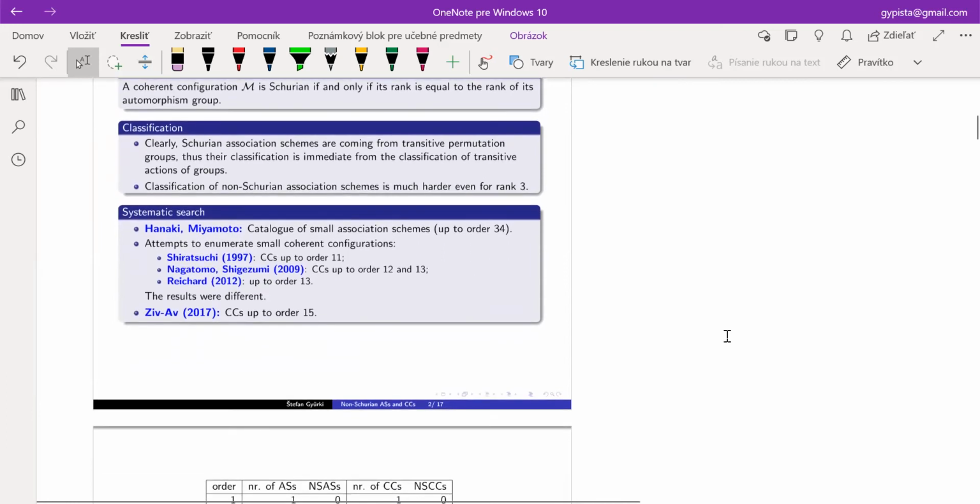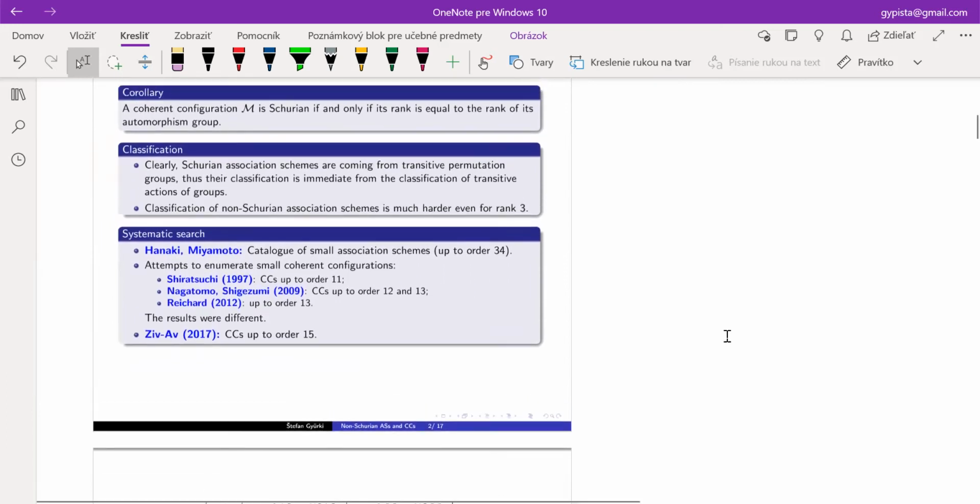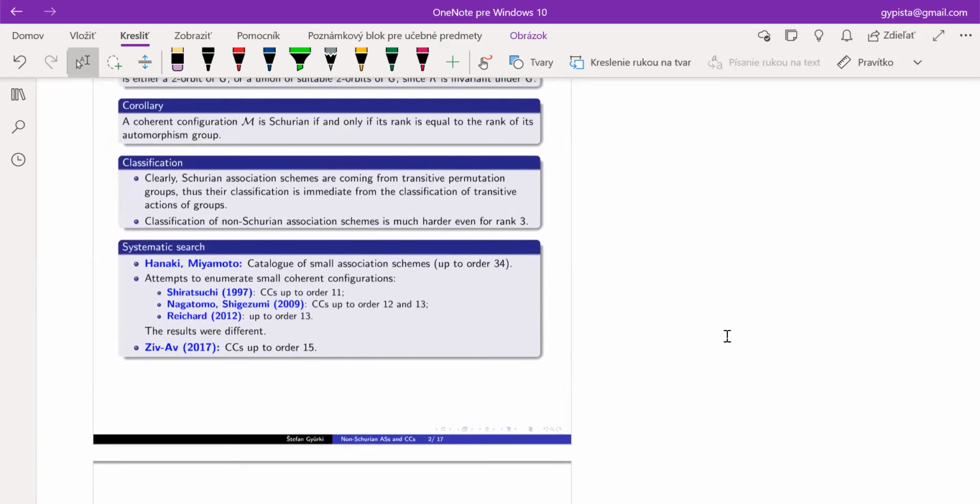And a few years later on, Matan Ziv-Av came with a slightly new approach, and he was able to enumerate all coherent configurations up to order 15. You can see that he finished his job just a few years ago, and with good computational technique, he was able to classify coherent configurations just up to order 15. So I think this displays how hard in general this problem is.